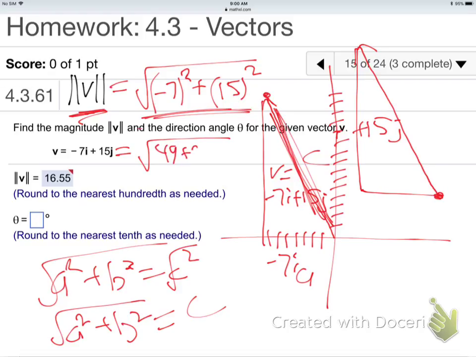So 49, 225, 275, 274. And then you root that, and I guess it's 16.55, rounded to two places. We all good with that? Remember that? I don't know if we did that or maybe barely did that last Wednesday. All right, next, they want us to find the angle. What's the angle, like the heading of that vector?